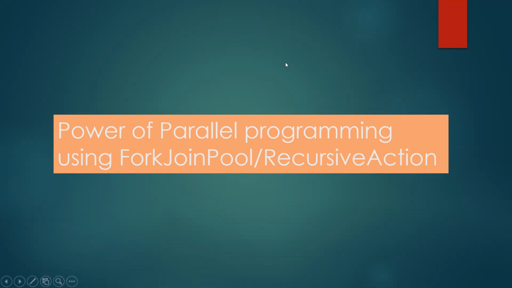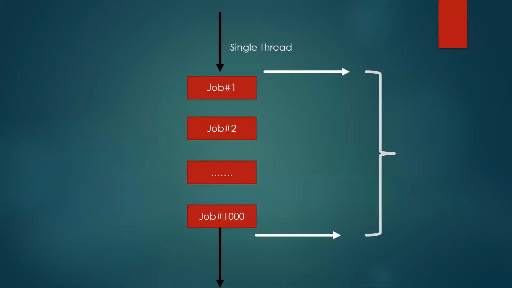Today we'll see the power of parallel programming using ForkJoinPool and RecursiveAction. Let's say I have around thousands of jobs that I have to do. If I use a single thread and do each job, then definitely it will take a lot of time, because the single thread will execute a job. Once that is finished, then it will take another job, and it will execute all the thousands of jobs. Definitely it will take a lot of time.